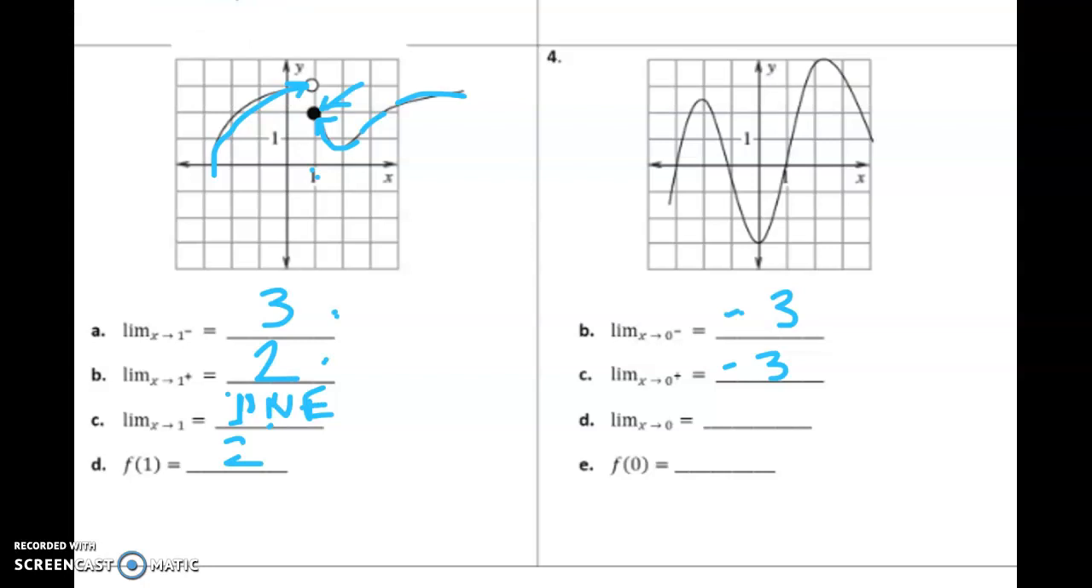Then my limit as x approaches 0 must also equal -3, because the left-handed limit and the right-handed limit are agreeing with each other. And the value of the function also equals -3.